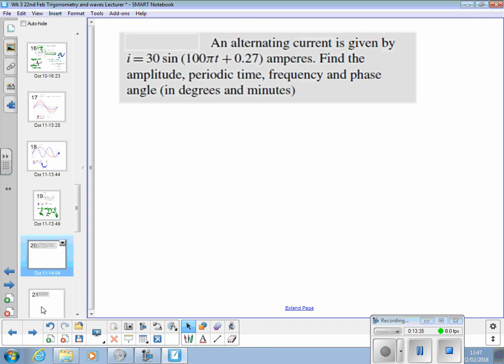Alternating current is given by i is equal to 30 sine (100 pi t plus 0.27) amperes. Find the amplitude, periodic time, frequency, and the phase angle in degrees and minutes. Good. Straight question.